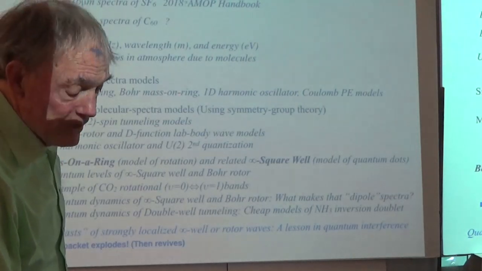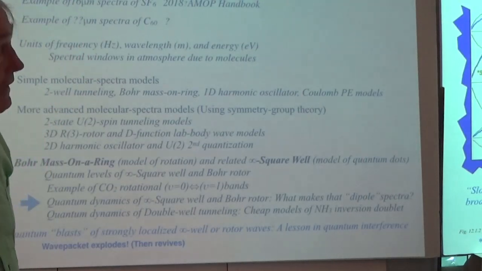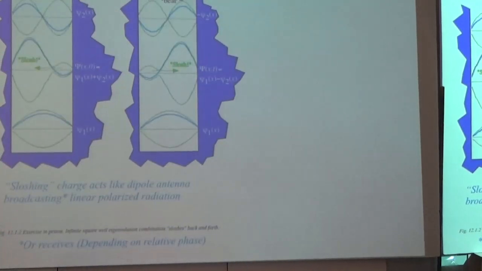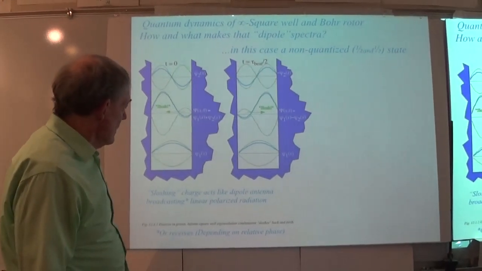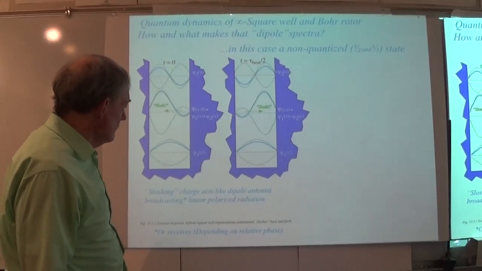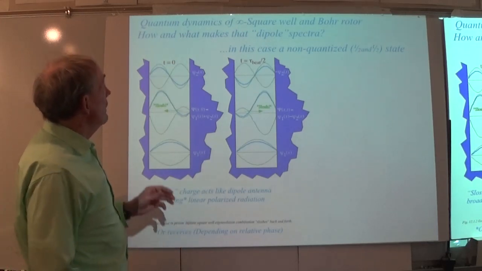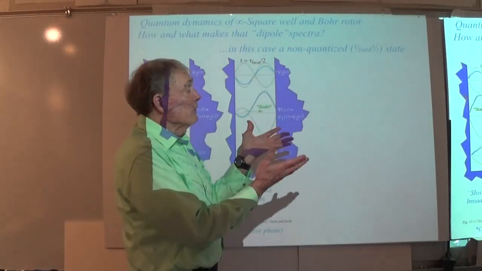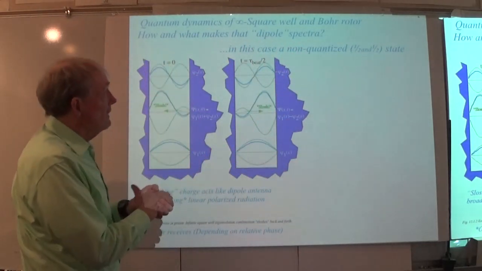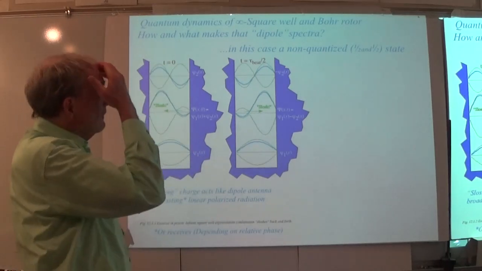Okay, now the quantum dynamics of these guys. That is, I think, an important piece of our story here. Now, what I'm saying here is, how and what makes a dipole spectrum? What was really going on in that thing? What gave us the light? How did it?